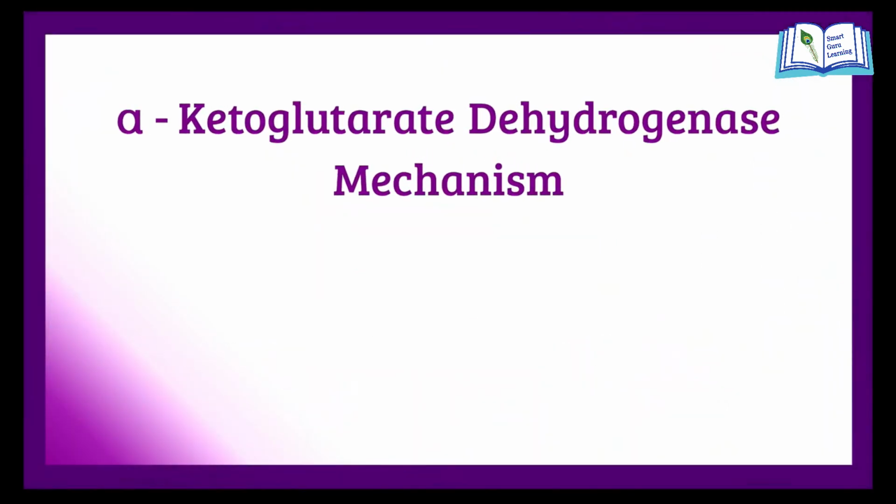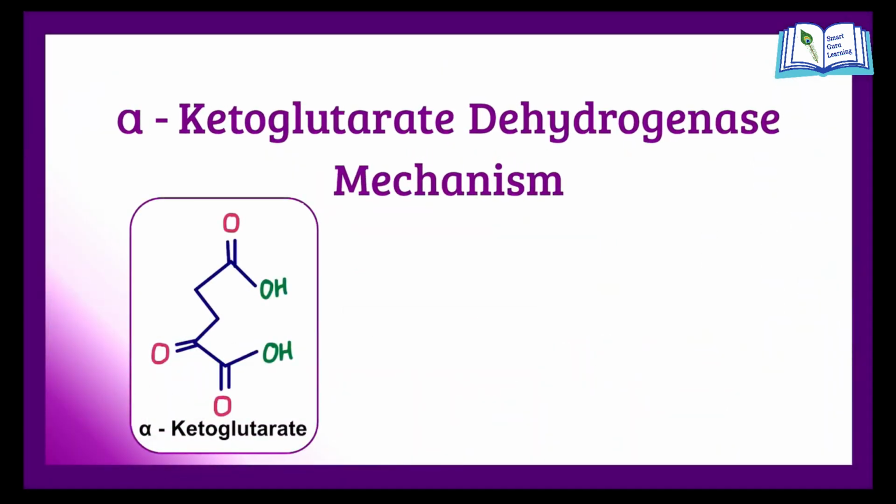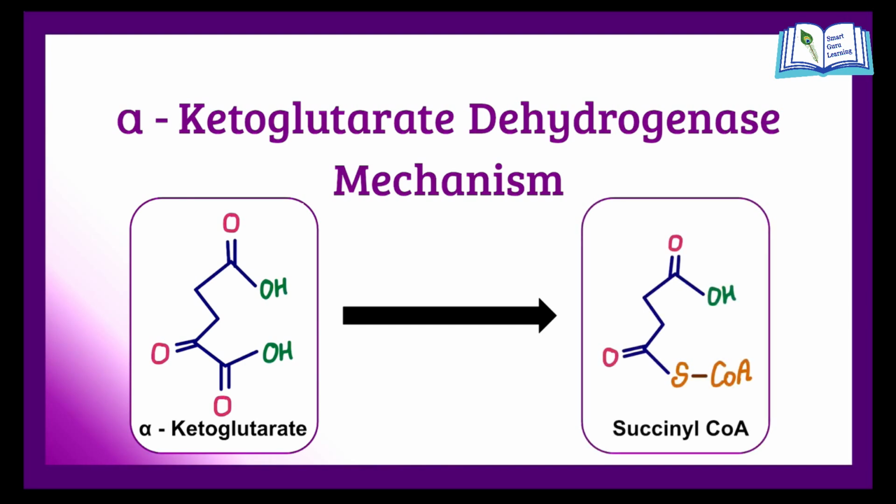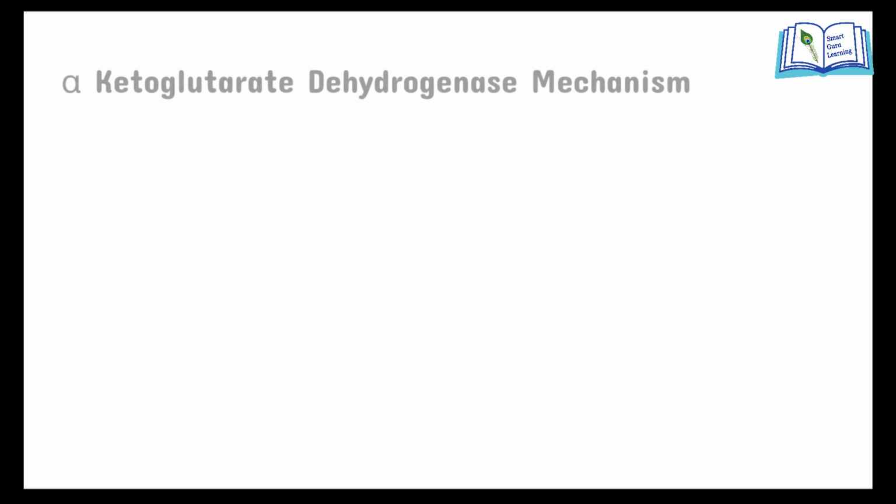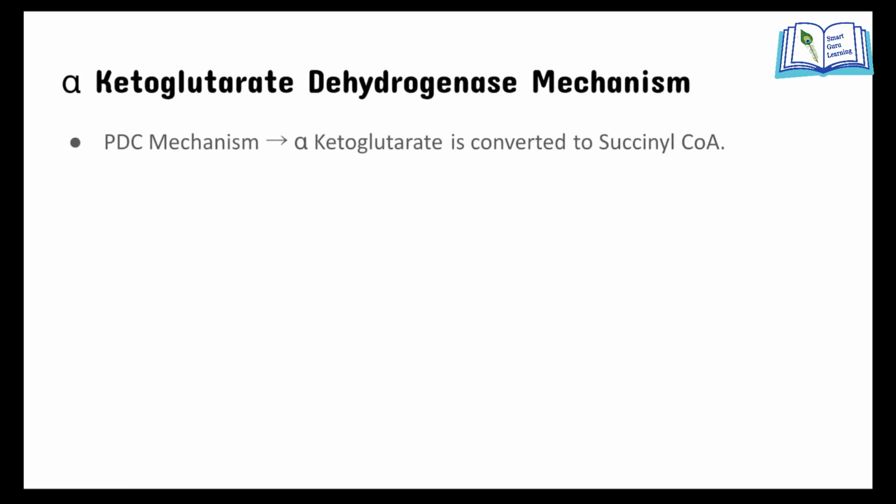In today's video, we will take a look at the alpha-ketoglutarate dehydrogenase mechanism. Alpha-ketoglutarate dehydrogenase is an enzyme complex that catalyzes oxidative decarboxylation of alpha-ketoglutarate to succinyl-CoA. This mechanism takes place during the TCA cycle or the Krebs cycle.